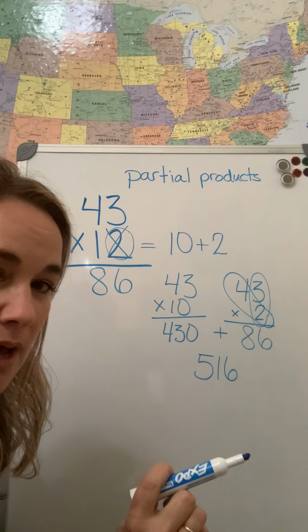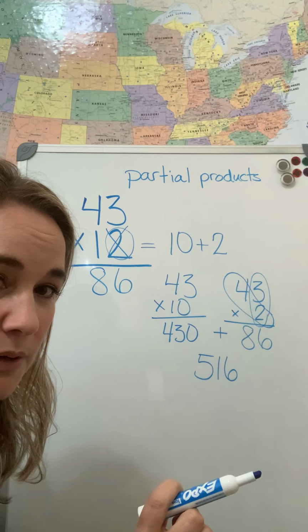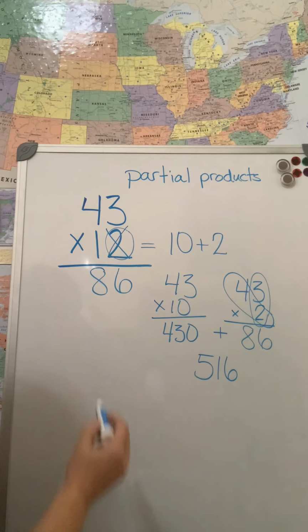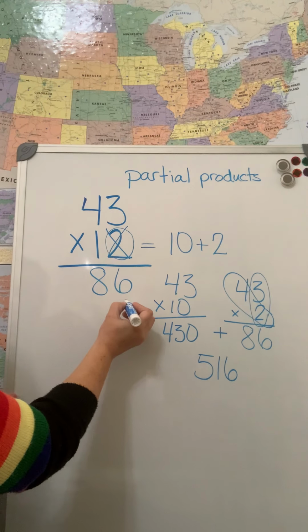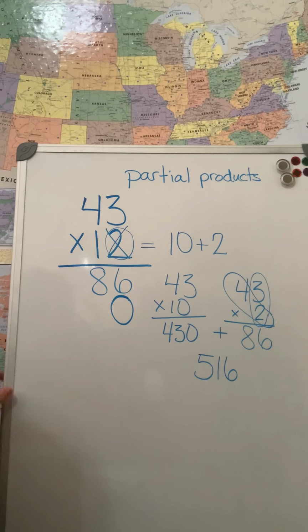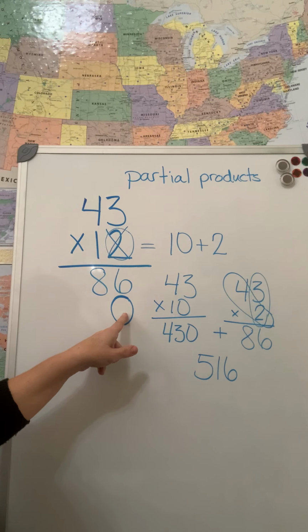So now remember, we talked earlier in the year about that magic 0. Before we bump over and start working with our tens place, we want to drop and add that 0 right under our ones place in the next slot.